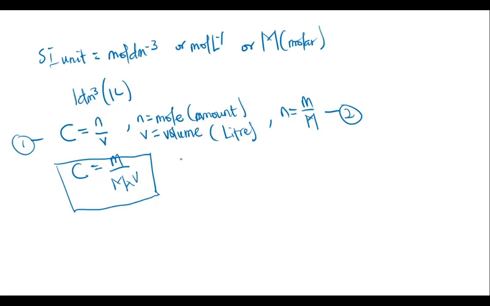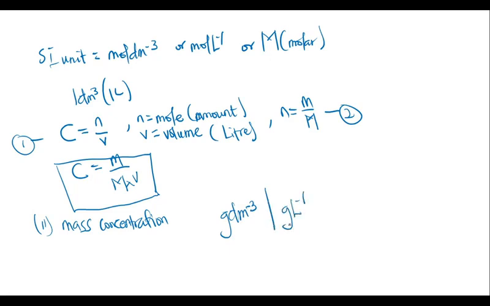Let's go ahead. What is mass concentration? Mass concentration is the mass of a substance dissolved in 1 dm cube of a solution. It has the unit gram per dm cube or gram per liter. Now, mass concentration is given to us by the symbol ρ is equal to mass of a substance dissolved in a volume of solution.